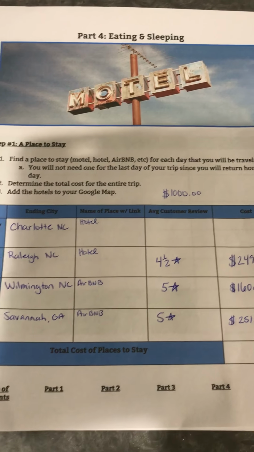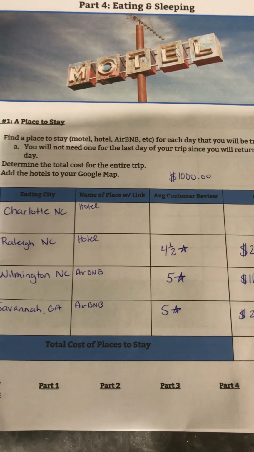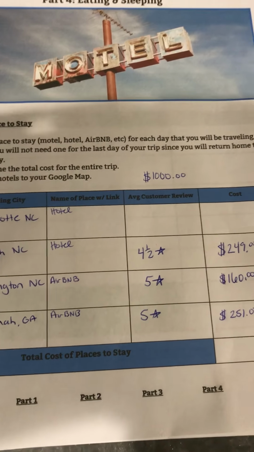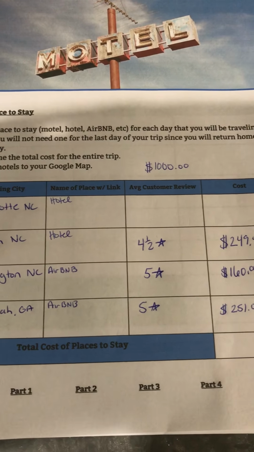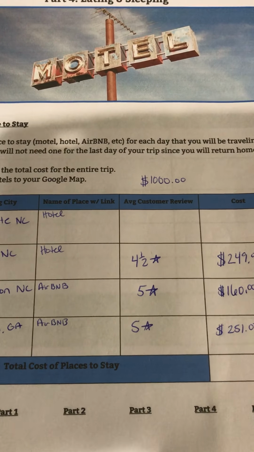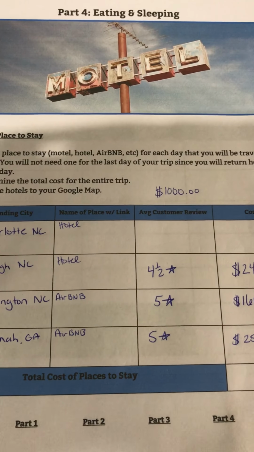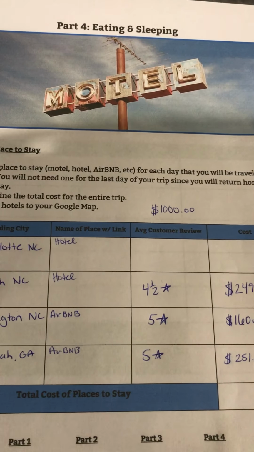Part 4, eating and sleeping. First, let's find a place to stay. You can stay in just about any type of hotel, motel, tent camp, RV, use Airbnb, bed and breakfast, anything that you would like to use for this section.